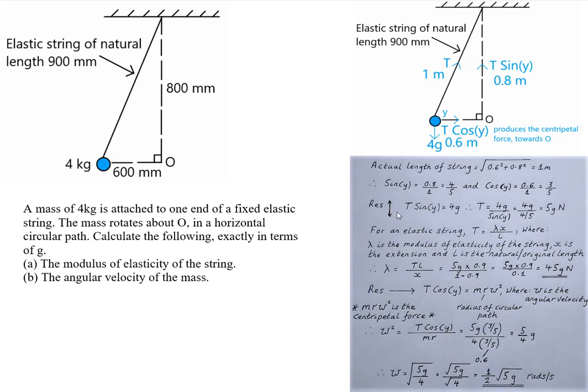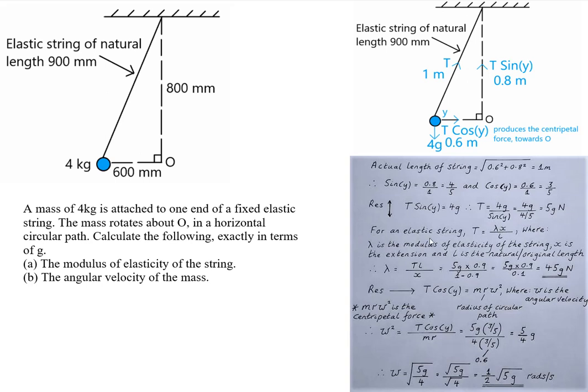Resolving vertically, this is a double arrow because the 4 kilogram mass is only moving horizontally and not vertically up or down. The vertical force that is acting upwards is T sin y, and the vertical force acting downwards is 4g. So rearranging this equation, T equals 4g over sine y. Replacing sine y by 4/5 gives the tension in the string in terms of g as 5g newtons.